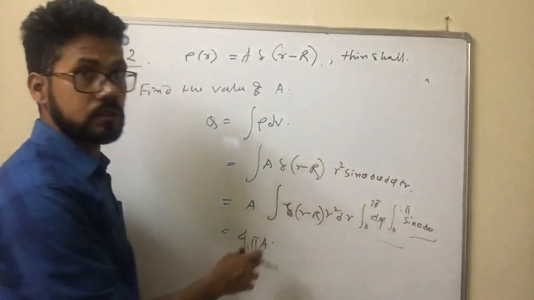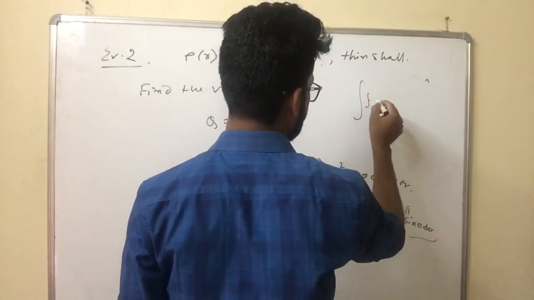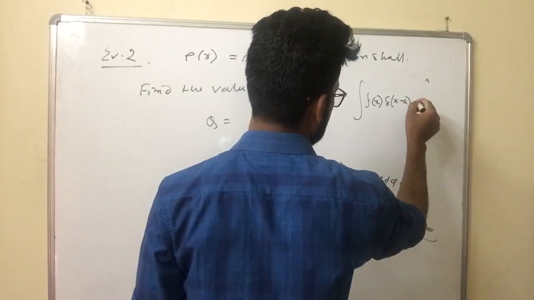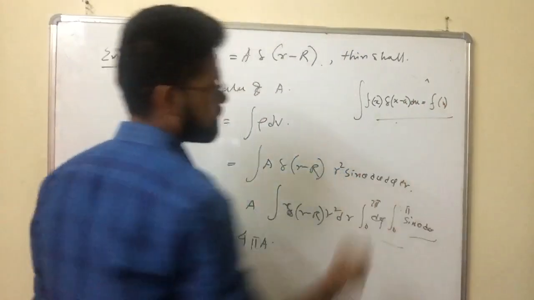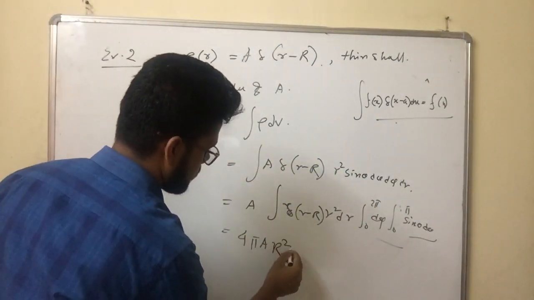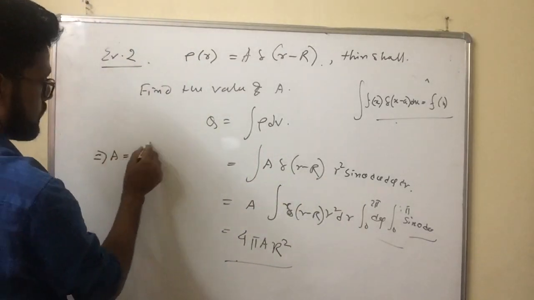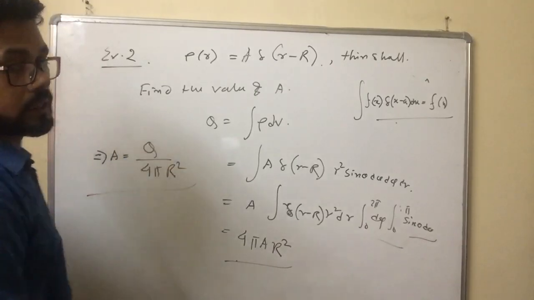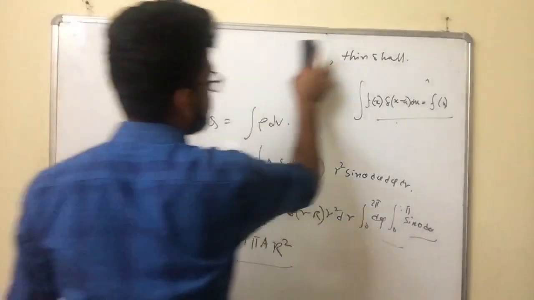This delta function, you know that delta function. Suppose the integral of f(x) delta(x minus a) dx equals how much? Equal to f(a). This is the property of the delta function. Then it will be 4 pi R square a, and you can find the value of a equal to Q by 4 pi R square. This is the value of it. This question comes in that exam, and this is what we need.